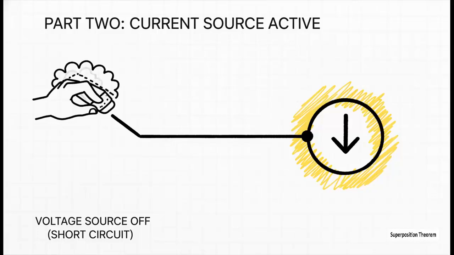Now we flip the script. We're going to keep the 4-amp current source on and turn the 20-volt voltage source off. And remember the rule for that? We replace the voltage source with a short circuit. Just a plain wire connecting the 2 points, just like you see here.